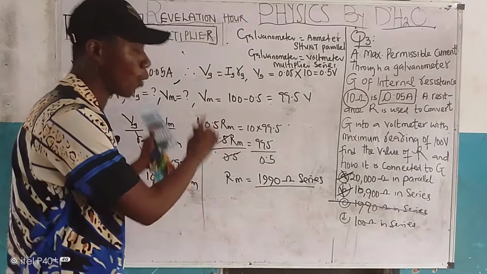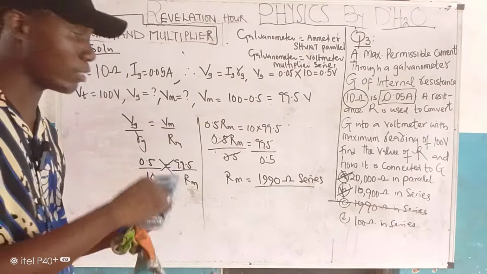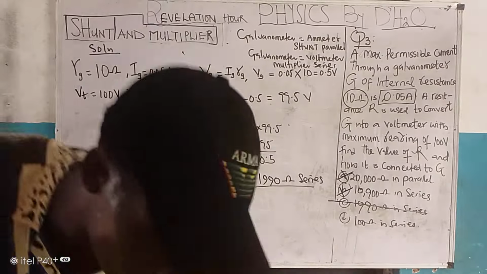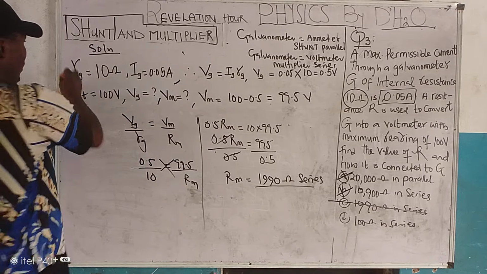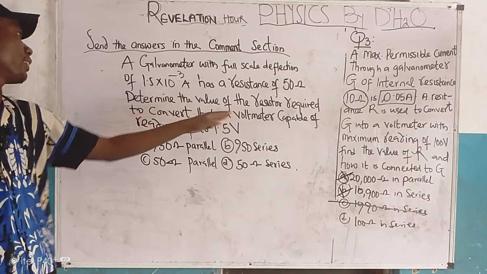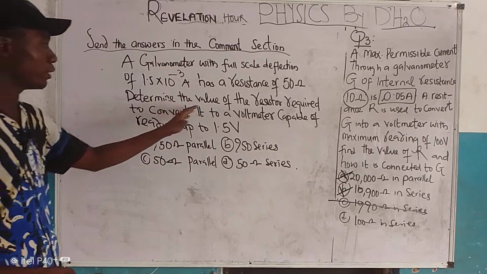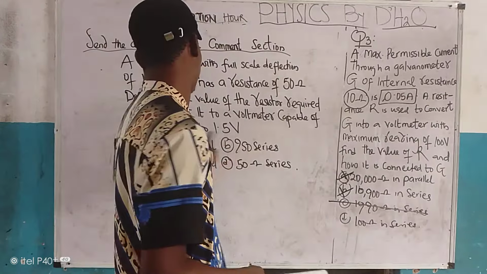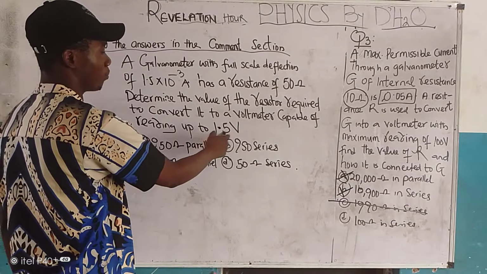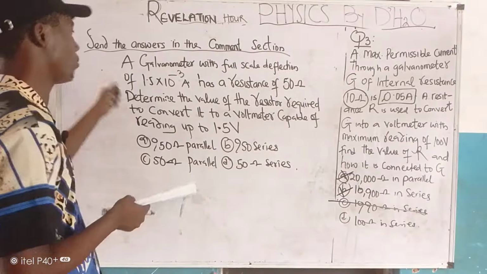Now I'm going to give you one question to take as your assignment. And whatever answer you get should be sent to me in the comment section. Let me give you a question. A galvanometer with a full-scale deflection has a resistance of 50 ohms. Determine the value of the resistor required to convert it to a voltmeter capable of reading a total voltage of 1.5 volts. Please do this as your assignment and send your answer to me in the comment section.